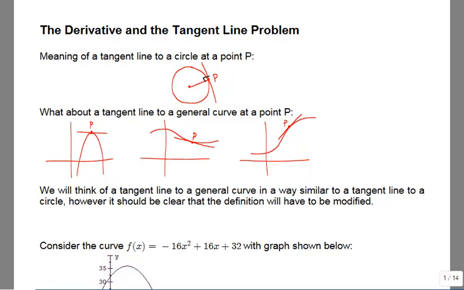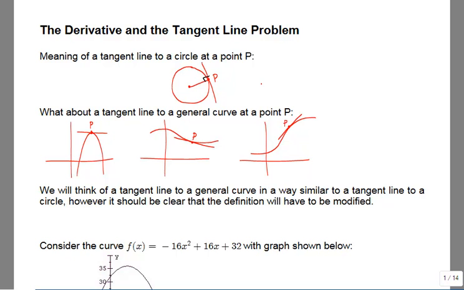Let's talk about what a tangent line to a circle at a point P means. So in geometry, when we talk about a tangent line to a circle, we have this point P on the rim of our circle, and the tangent line through that point P would intersect the circle exactly once, and if you were to draw a perpendicular radius from the center to that point P, you're forming a right angle. So this radius to our line through P is perpendicular.